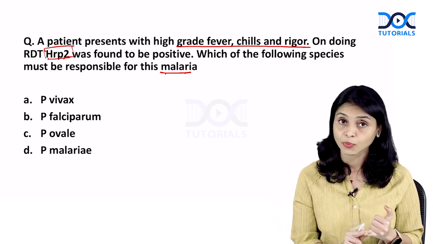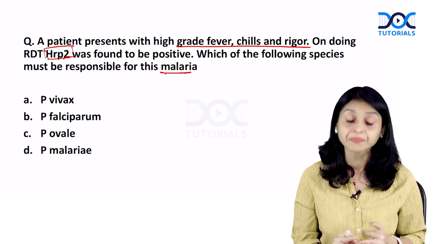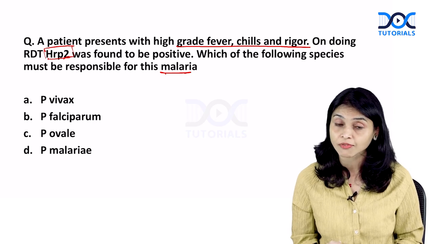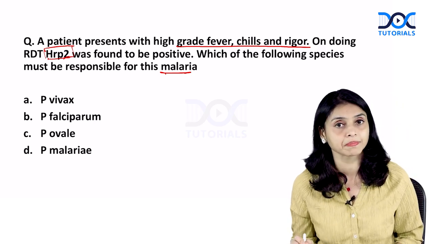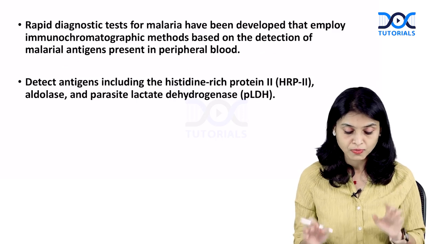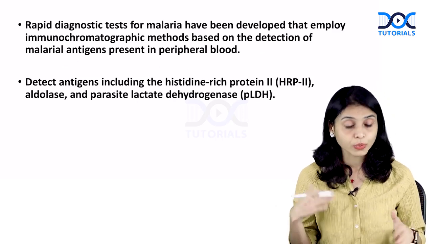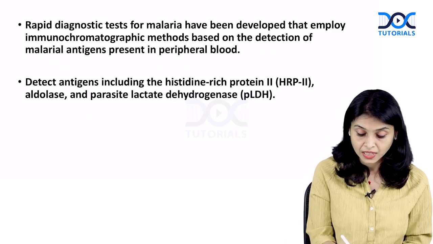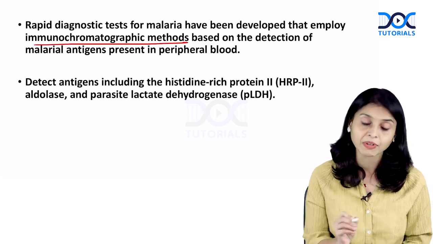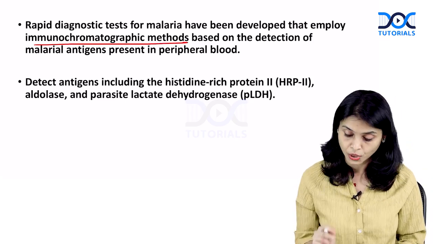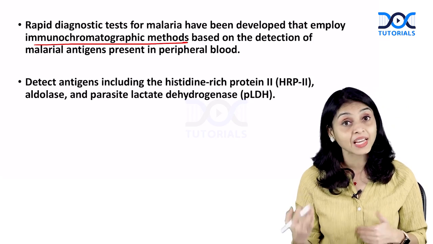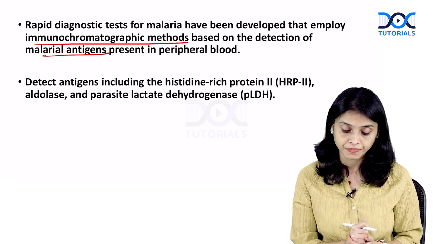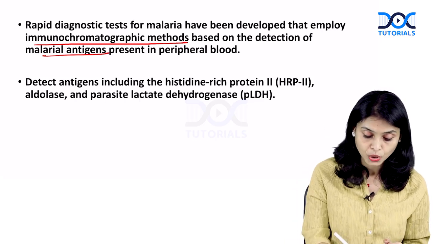So you know, we have Plasmodium vivax, falciparum, then ovale and malariae. Which one will give you HRP2 positive? It is falciparum. Okay, now let's see few more other points from this particular topic. When you do rapid diagnostic test for malaria, the methodology that you employ is immunochromatographic method. That is the first MCQ. And it detects malarial antigens in the peripheral blood. So, immunochromatographic is an MCQ.